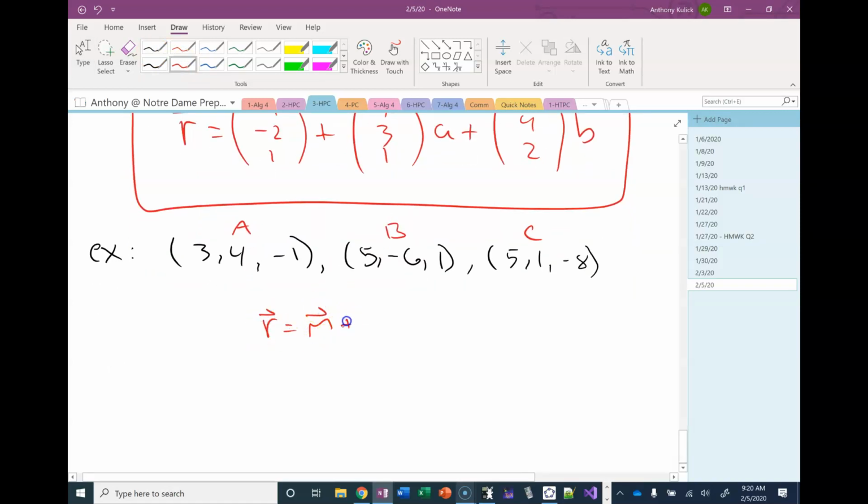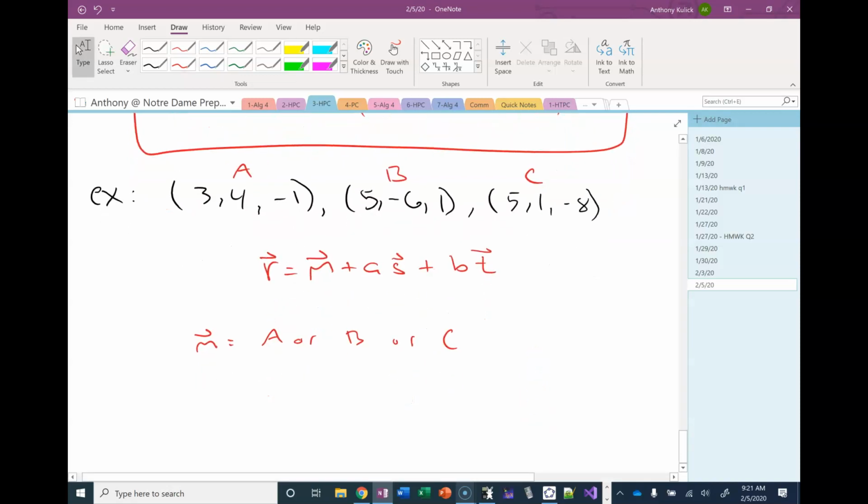So again, our equation for the plane is r equals m plus as plus bt. So for vector m, what are my choices? I could use A, B, or C to create vector m, right? So that's easy still, right? Nothing really changes here.